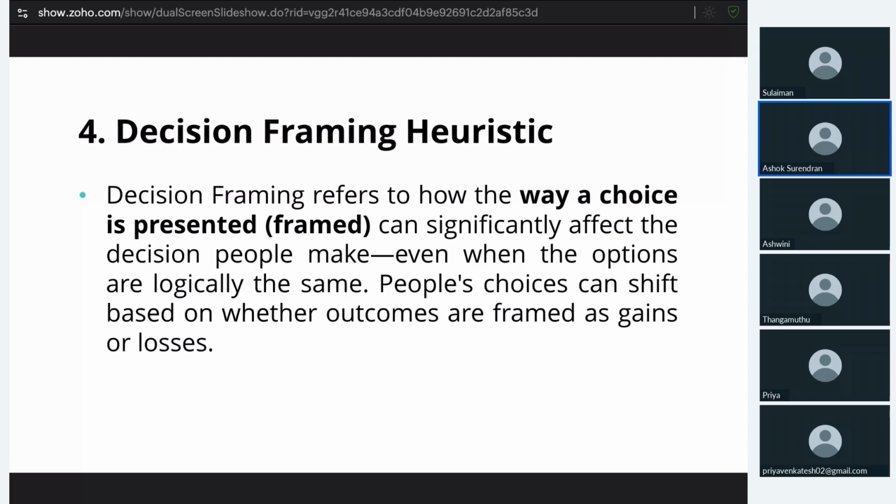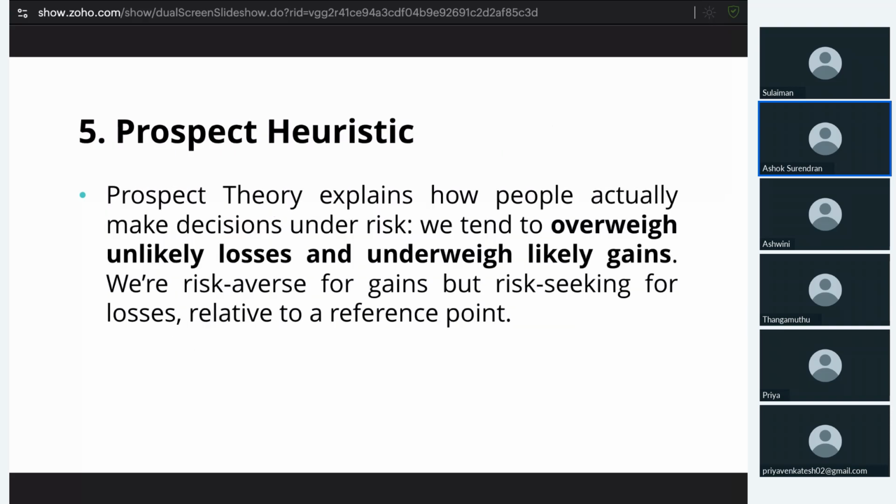So all this is giving a decision framing heuristic based on which we make some decision which can either go right or go wrong. So these are all the factors which consciously or subconsciously influence us in making these decisions. And the last one, which is a bit complex, is prospect heuristic. Prospect heuristic theory explains how people actually make decisions under risk. When you know you are having some risk, generally we overweigh or over-stress unlikely losses and underweigh likely gains.